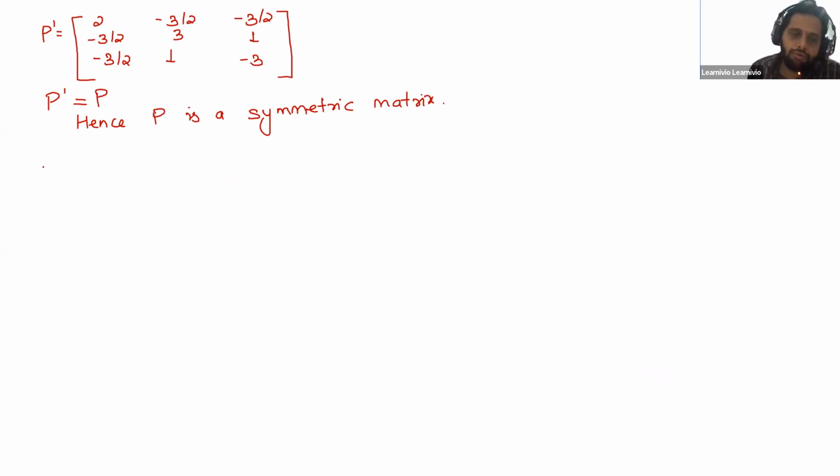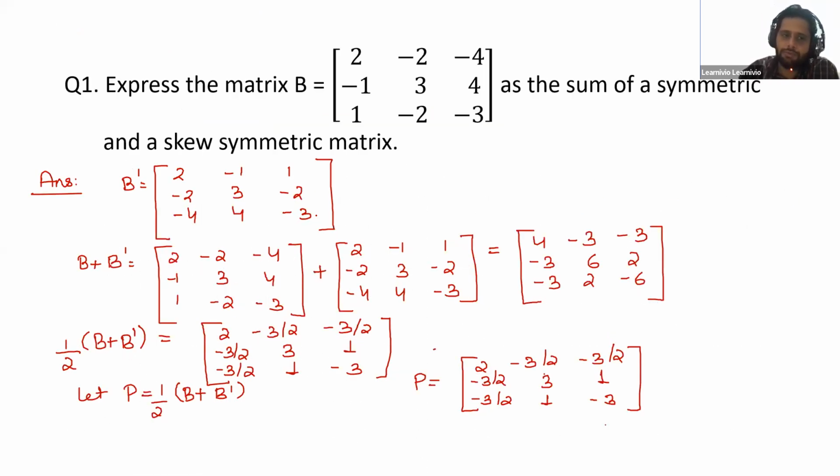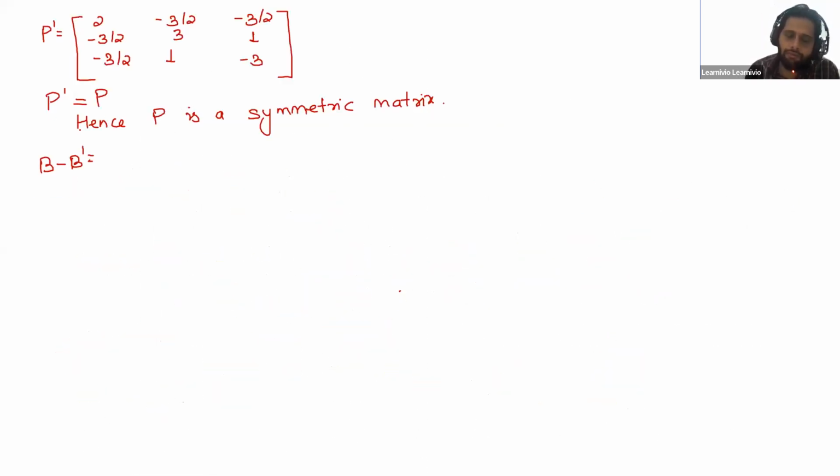Now next, what do we need to find? We need to find B minus B transpose. Okay, because if we check the previous theorem, then (A plus A transpose) by 2 is symmetric and this is skew symmetric. That's why we need to find A minus A transpose. Here we have B, that's why we will find B minus B transpose.